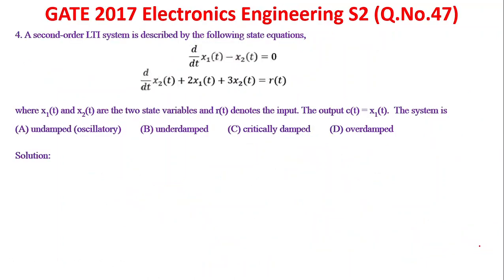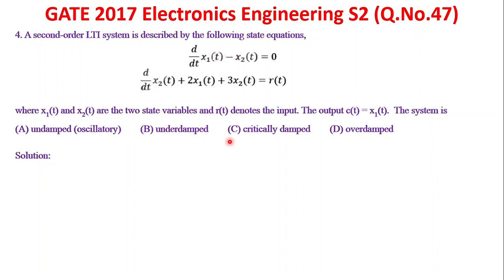This is the problem asked in the GATE 2017 Electronics Engineering Set 2 question paper. It is question 49. Again they have given the state equations. dx1 by dt minus x2 equal to 0. Another state equation is dx2 by dt plus 2x1 plus 3x2 equal to r of t, where x1, x2 are two state variables, r of t denotes input. Output C is equal to x1 of t. The system is undamped, underdamped, critically damped, or overdamped.